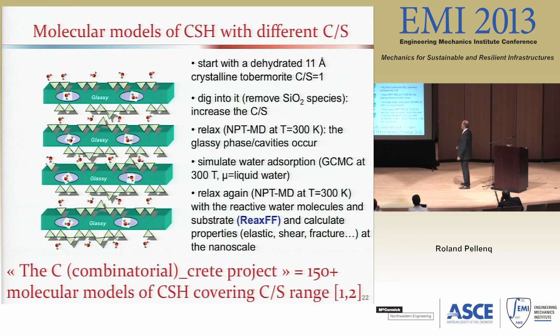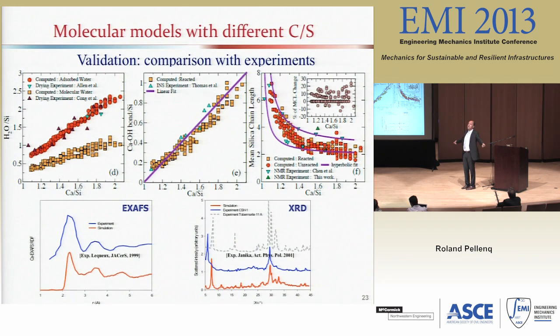So this is why we designed the secret project, not with the S, but with a C, because we go combinatorial. You understand that for a given constraint, a given CRS value, there are many ways to cut samples. So it's got to be combinatorial. We need to explore all of them. And this is why we ended up with 150 plus molecular models of CSH, spanning the entire range of CRS between 1 and 2. And then we need to compare with experiments, of course.